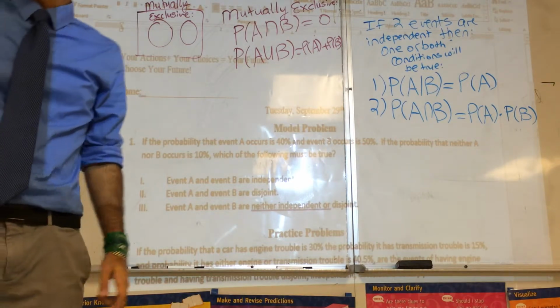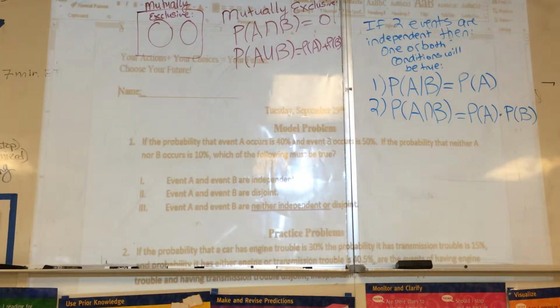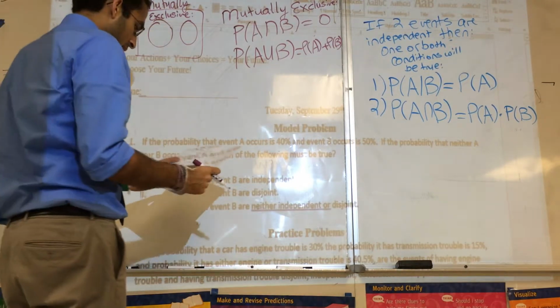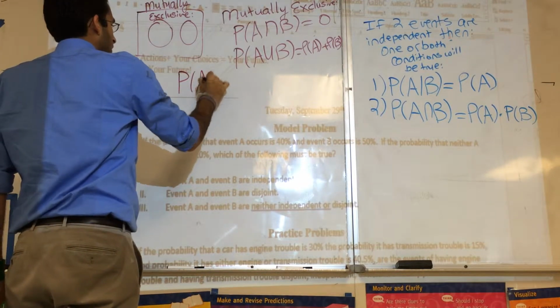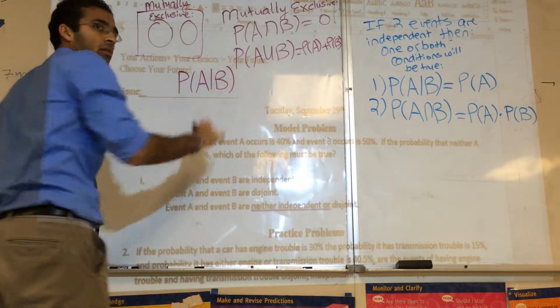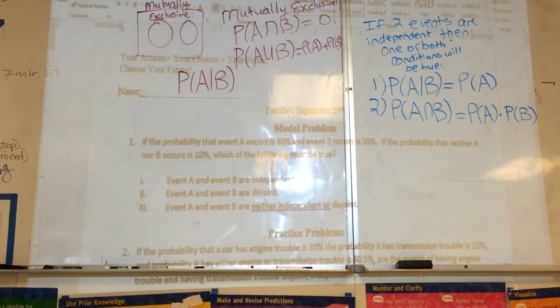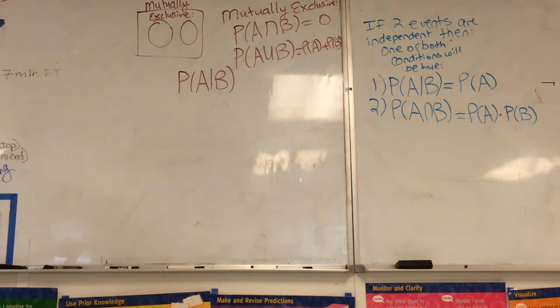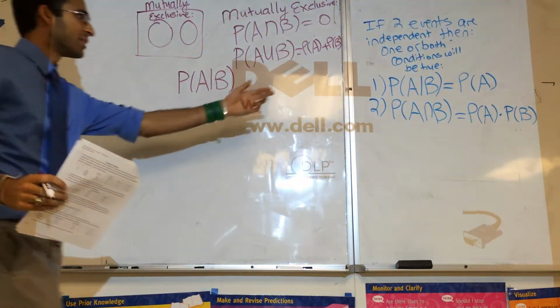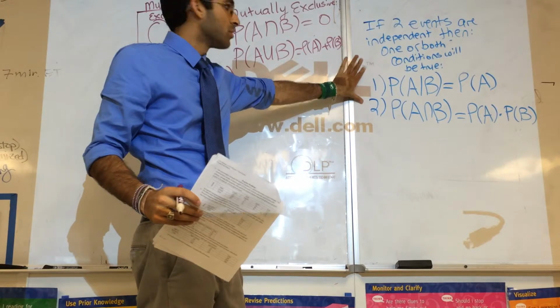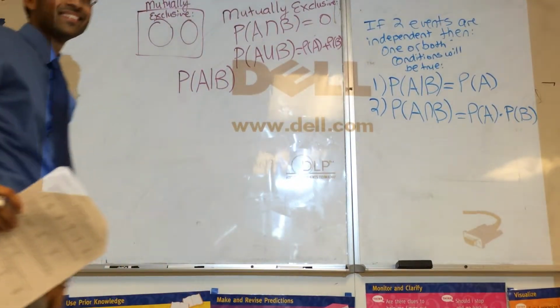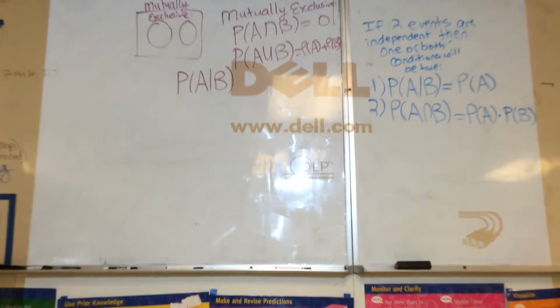Okay. So let me walk through some of the mathematical proofs of why this works. If I say the probability of A given B, no, this is now, I'm going to prove these two independent rules. I'm going to prove the independent rules here.